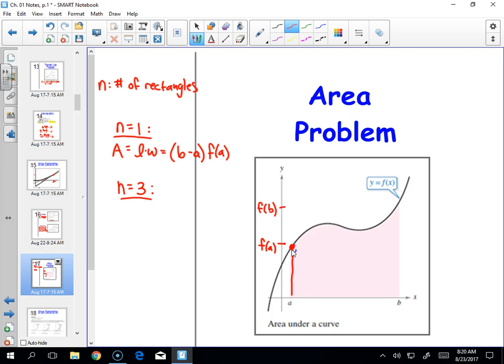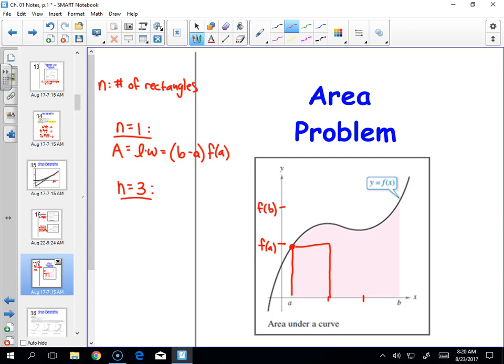Wait a minute. If I want them to be equal, what would I need to do with b minus a? Divide it by 3. Split it into thirds, right? Okay. So I'm going to go ahead and have one rectangle. Question. Would I just keep this at the exact same height, or would that be the exact same thing as n equals 1? Okay, so I don't want to keep it the exact same as n equals 1.